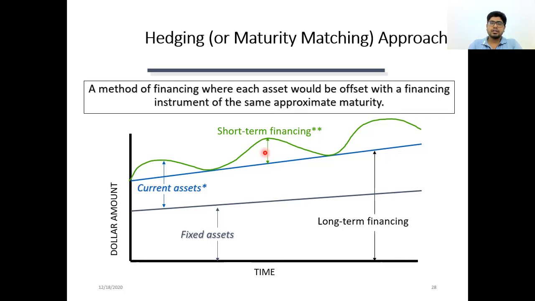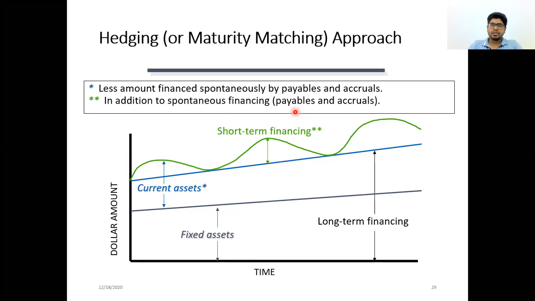This is number one. A method of financing where each asset would be offset with a financing instrument of the same approximate maturity. So long term means permanent current assets are financed by long-term financing, and the fluctuating working capital, which means temporary working capital, is financed by short-term borrowings or loans. And we move to the next slide.